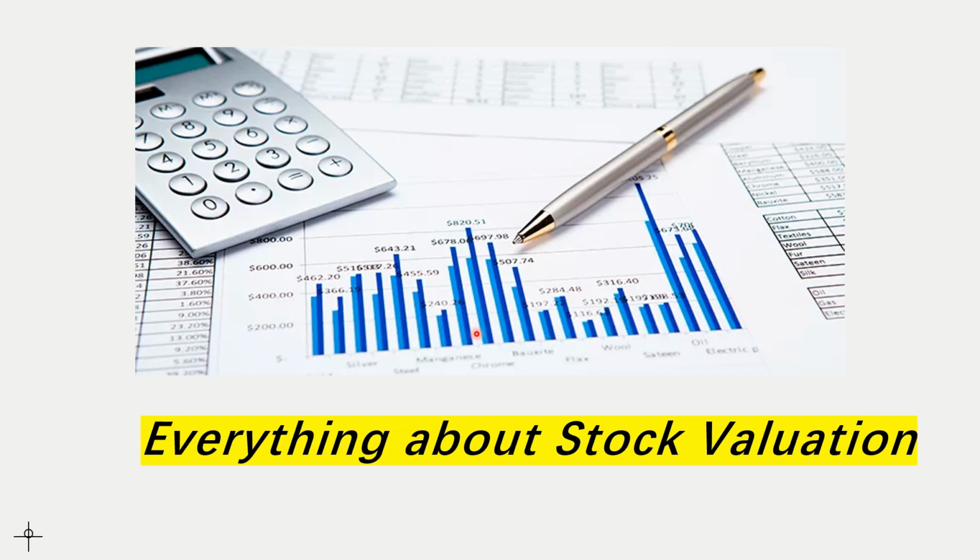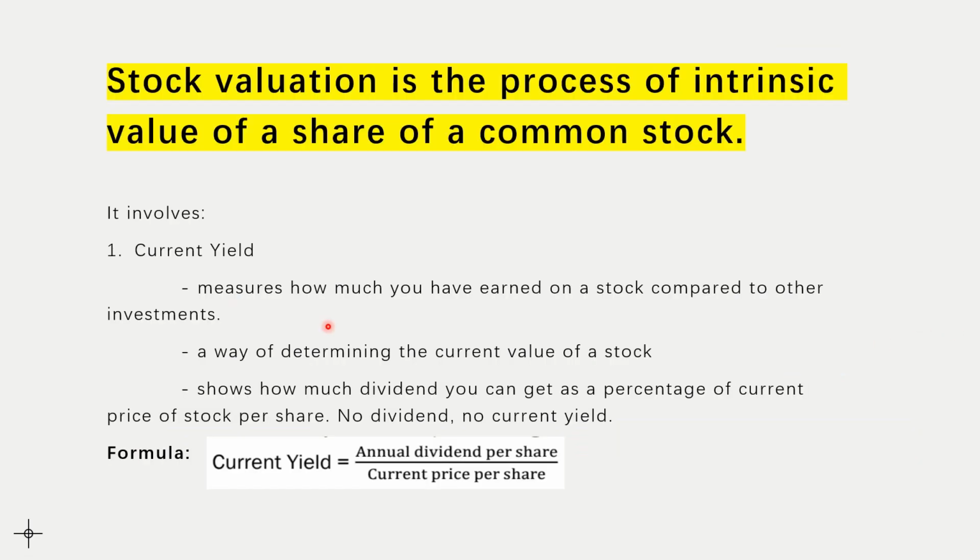So let's look at everything about stock valuation. Stock valuation is the process of determining the intrinsic value of a share of a common stock. It involves, number one, the current yield, which measures how much you have earned on a stock compared to other investments. Secondly, it is a way of determining the current value of a stock. And number three, it shows how much dividend you can get as a percentage of the current price of stock per share. And note, no dividend means no current yield.